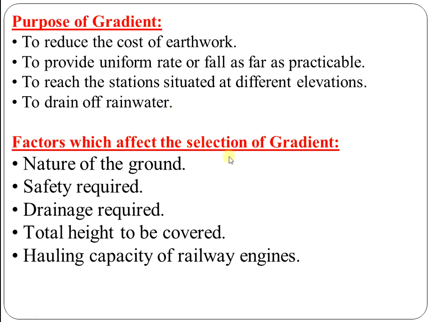Next, the factors which affect the selection of gradient. First is the nature of ground. Second, safety required. Third, drainage required. Fourth, total height to be covered. And next, the hauling capacity of railway engines.